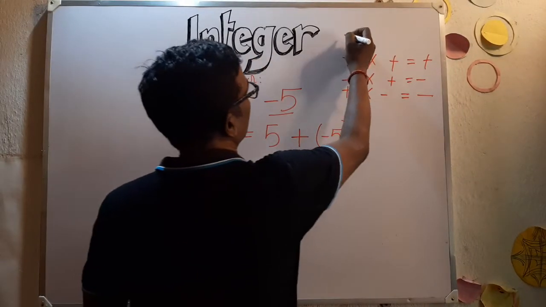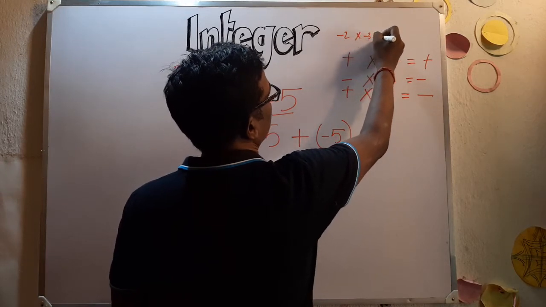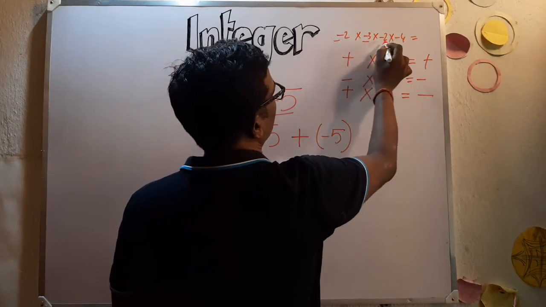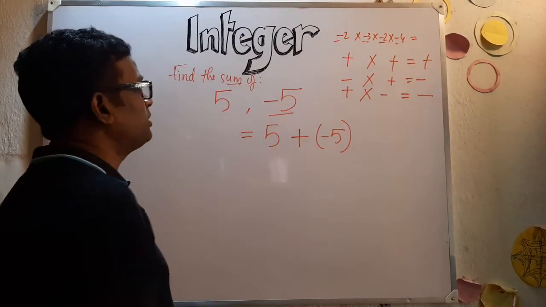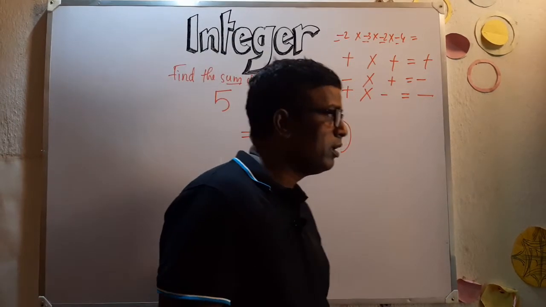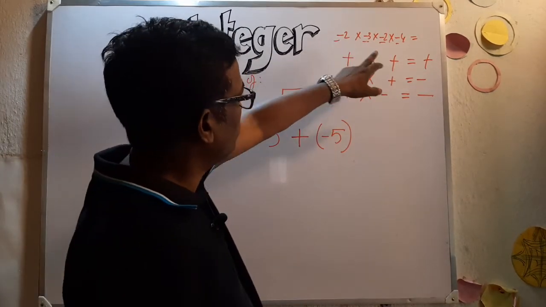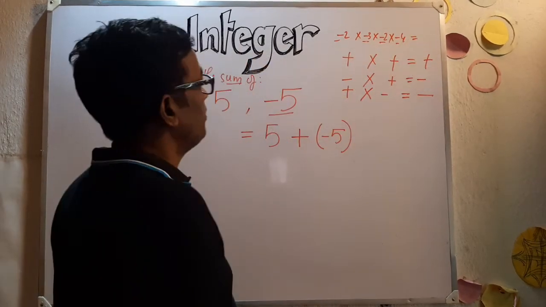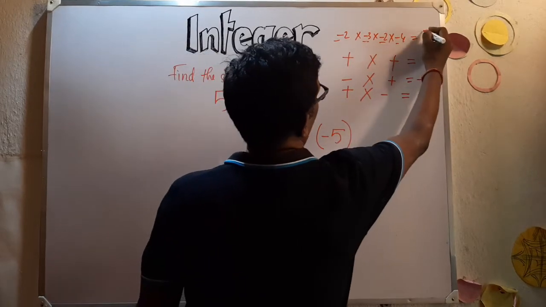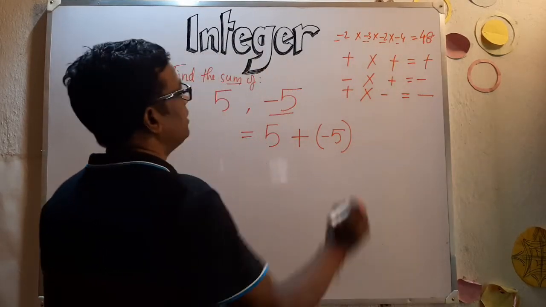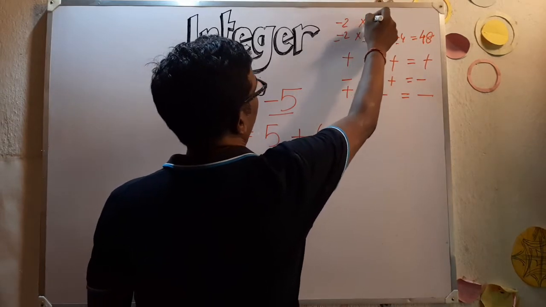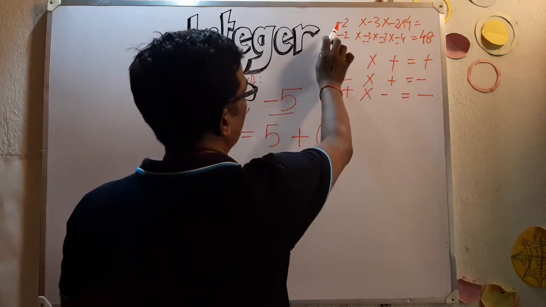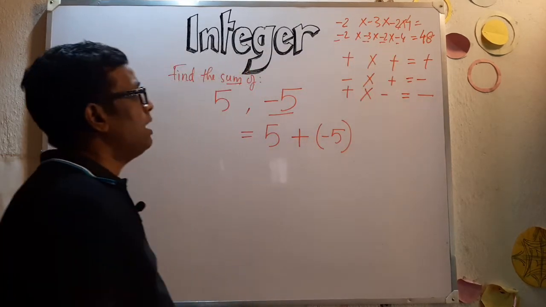For example, minus 2 into minus 3 into minus 2 into minus 4. You have to check the sign first: 1, 2, 3, 4. So the number of negative signs here is 4, which is an even number, so the answer will always be in plus. Even number of minus signs, you have to take care of the sign first. Then 2 times 3 is 6, times 2 is 12, times 4 is 48. But if the same question is minus 2 into minus 3 into minus 2 into 4, here there are 3 negative signs and 1 plus sign.